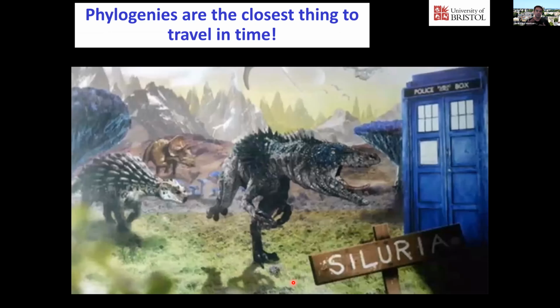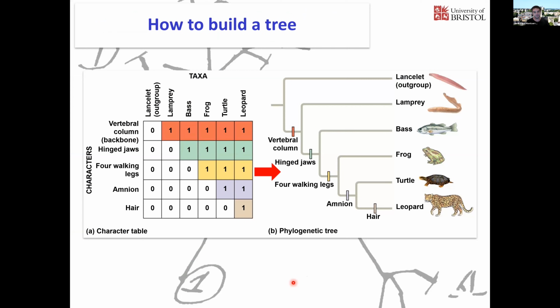And that's very cool because phylogenies are the closest thing to traveling back in time. Comparative biology is a very powerful tool. For the sake of time, I will explain this very quickly. If you want a full explanation, you have to pay the fees or get a scholarship and come here to Bristol, and I will give you the full explanation.